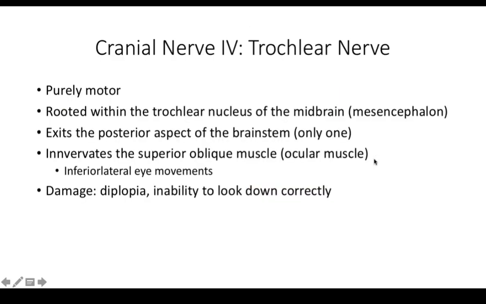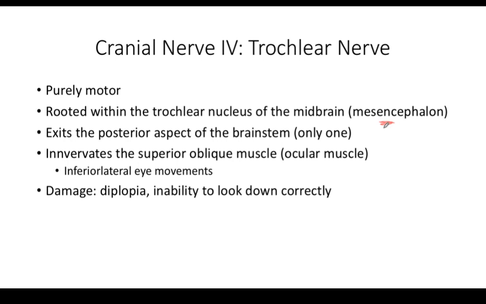Cranial nerve number 4, the trochlear nerve, is purely a motor nerve. It is rooted within what's called the trochlear nucleus of the midbrain, or the mesencephalon, a region of the brain that we classify as the midbrain. This is a funky cranial nerve in that it is the only cranial nerve of the brainstem to exit the posterior aspect of it. All the other ones go out the front of the brainstem.